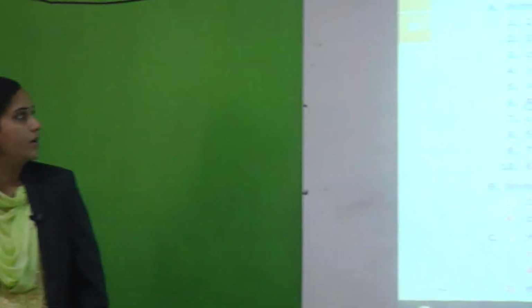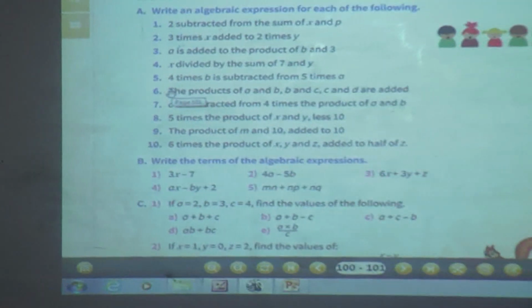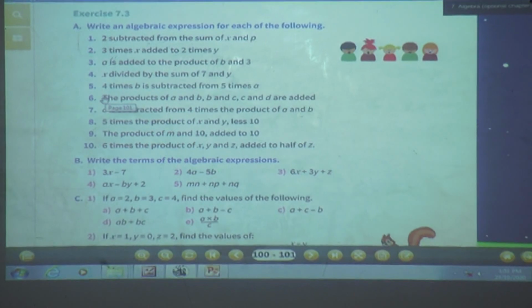Myself Pooja Dhokre. Students, in our previous session we started our new interesting lesson, algebra. So today we are going to solve exercise 7.3. Open page 101 and see the question. Write an algebraic expression for each of the following.